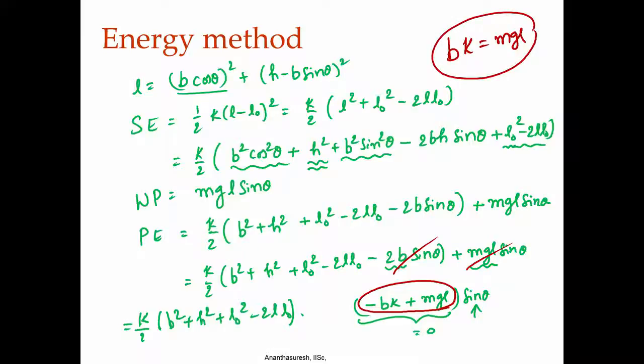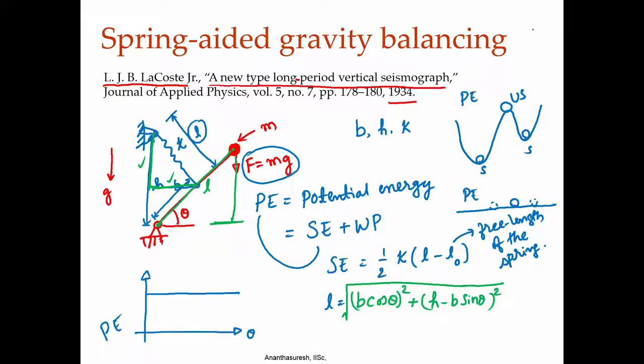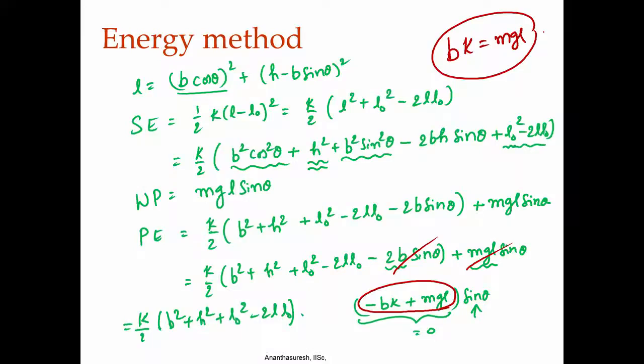That is like a design. So, I go back, I have to choose the spring constant k such that Bk equal to mgl is satisfied. Okay. Now, if you come back and look at it, these are all constant, B, H and L0, but this L is not, because if you see L, there is theta in it. What do you do? So, that is where Lucien Lacoste's cleverness came.